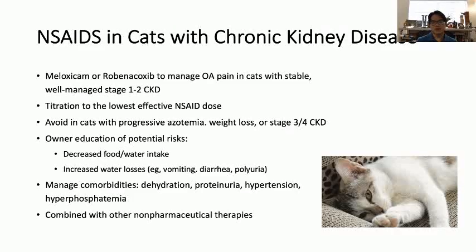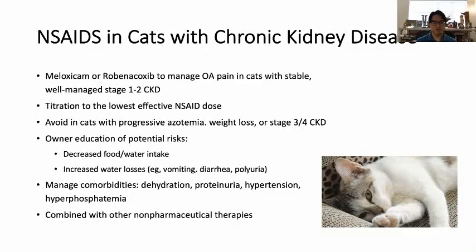For kidney failure, as long as the cat has stable, well-managed stage 1 or stage 2 kidney failure, it is okay to use either meloxicam or robenacoxib to manage osteoarthritic pain. But we generally recommend titrating to the lowest effective dose. For cats with progressive azotemia, weight loss, or progressive stage 3 or 4 chronic kidney disease, we generally recommend avoiding any NSAID in those patients.